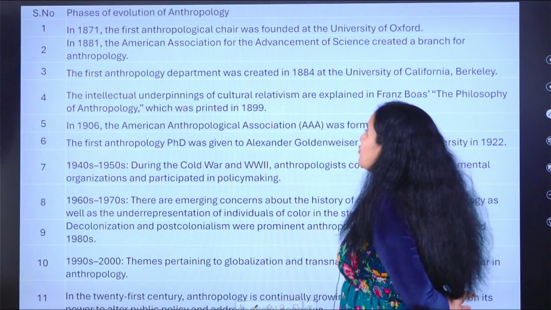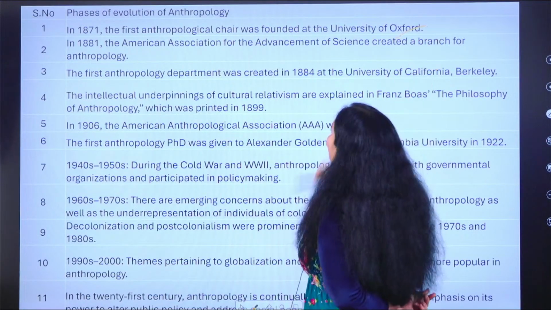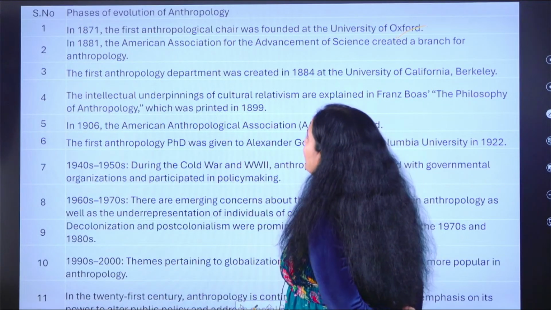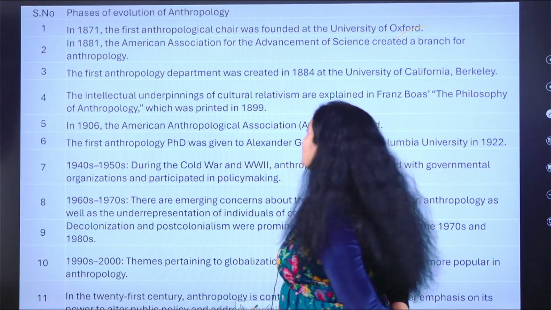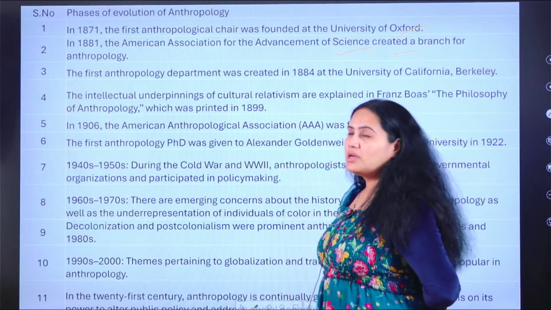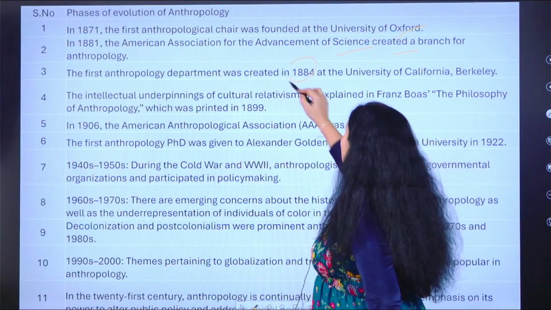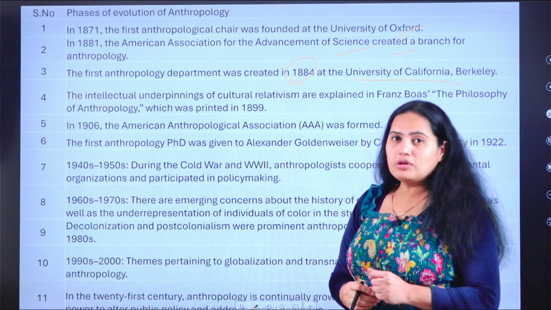In 1871 the first anthropological chair was founded at the University of Oxford, and in 1881 the American Association for the Advancement of Science created a branch for anthropology. Then the first anthropology department was created in the year 1884 at the University of California, Berkeley.